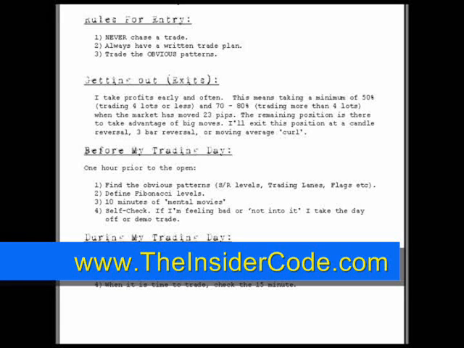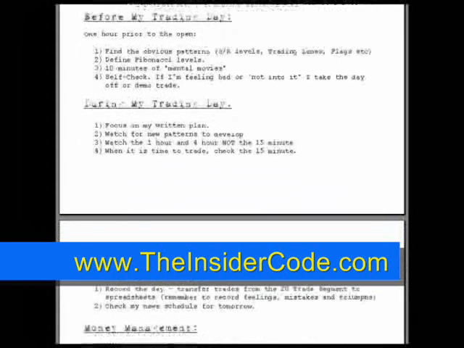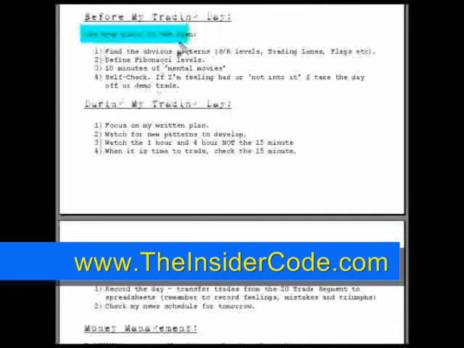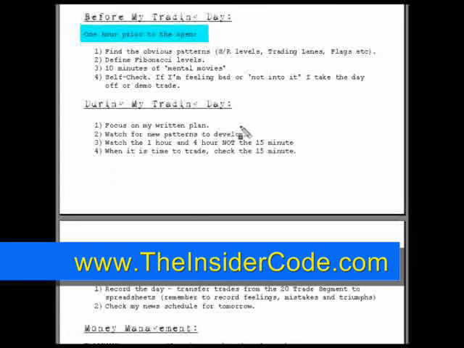Now, here's where we get into some of our planning for our day. Before the trading day ever starts, so this is 1 hour prior to the open, and this is something that's very critical. Trading is a profession that requires preparation, and you've got to remember that if you're going to trade, it's going to be very difficult for you just to wake up in the morning and sit right down at your desk and start trading.